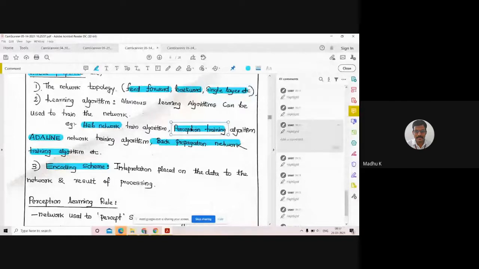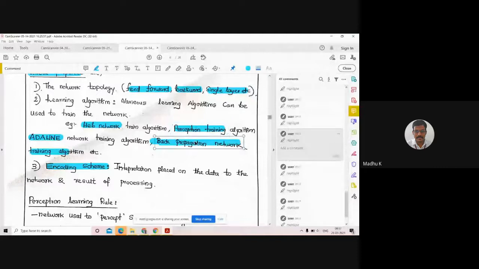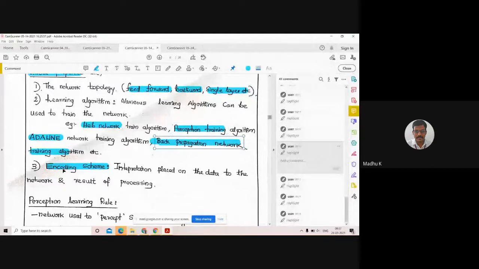Then encoding scheme. Which type of input are we applying? For example, sometimes we will apply bipolar data, and sometimes the input will be in binary format. So some other type of input can also be applied. Anyway, what type of input we are applying and what will be the result of processing, that is about the encoding scheme. This is also a global property.